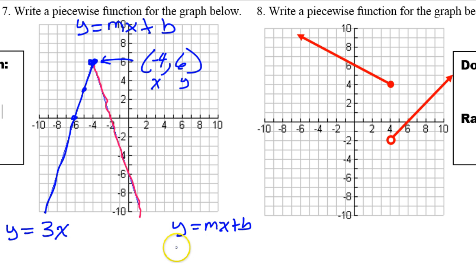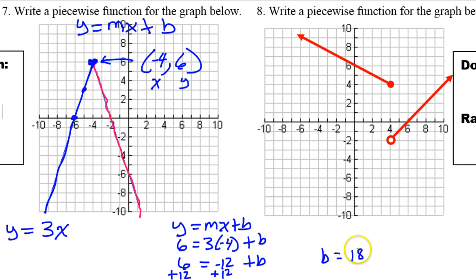I'm going to substitute those into my equation. For y, I'm going to put the 6. For the m, the slope, I already know that that's 3. And for the x, I'm going to put the -4. And then plus b. So 6 is equal to -12 plus b. Then I'm going to add 12 to both sides. So that's going to give me b is equal to 18. That makes this 3x plus 18. So that means if I extended this line, it would hit off the graph at 18, which makes sense.